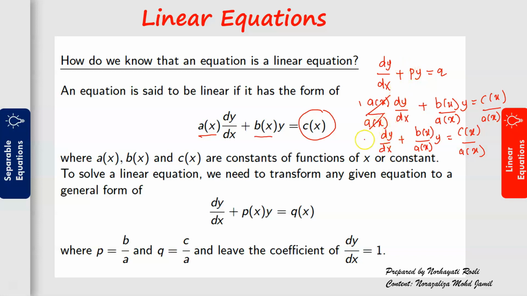And class, if you see, now the coefficient of dy/dx is equal to 1, and this one is some function p, which is p as a function of x times y. So here this one actually is p(x), and then we have equal to q, which means this term is q(x). So by writing our equation in this form, we have written it in the general form, where p equals b over a and q equals c over a, and we leave the coefficient of dy/dx equal to 1.